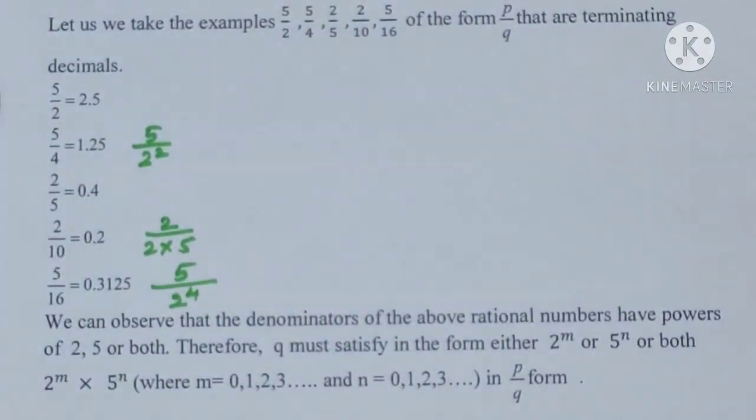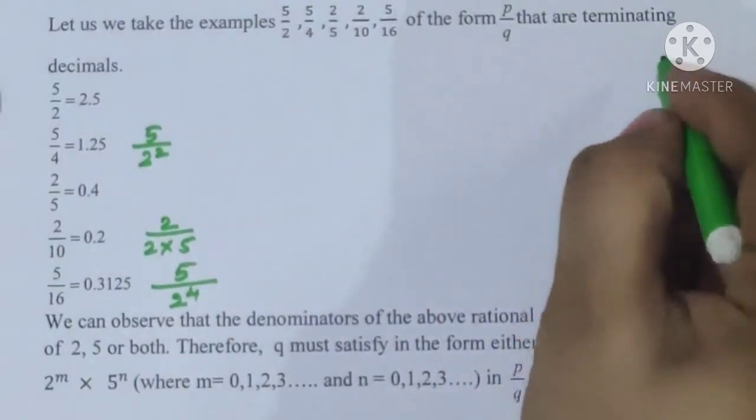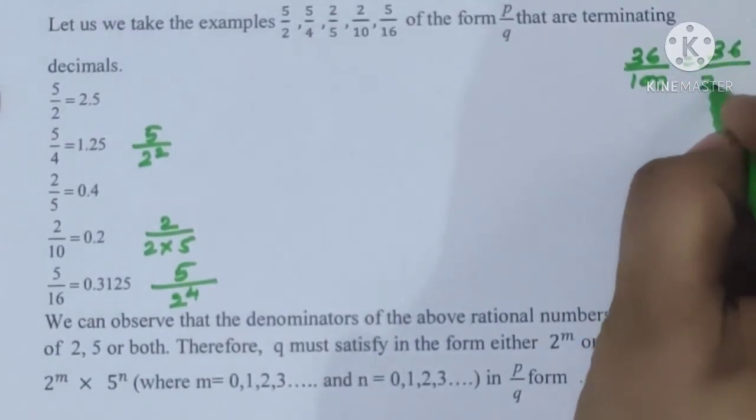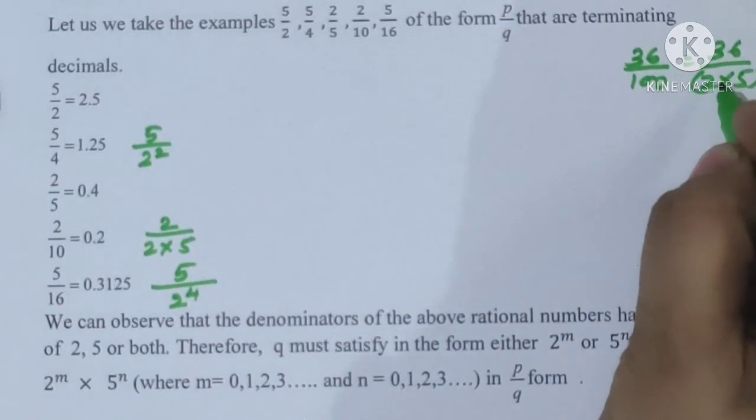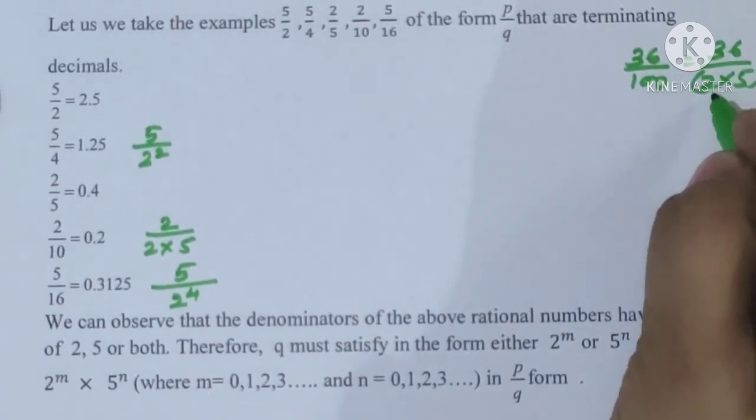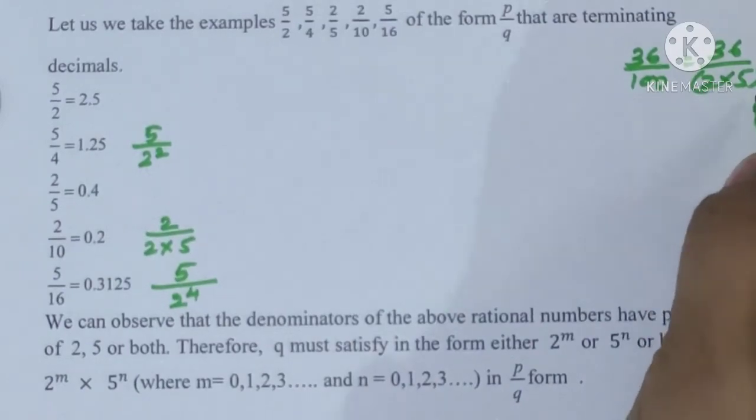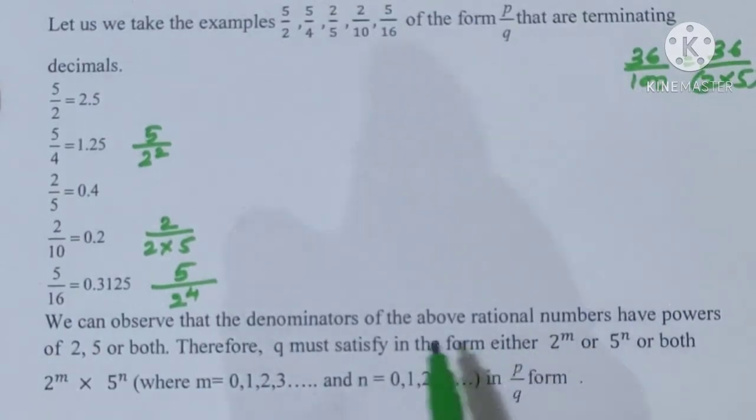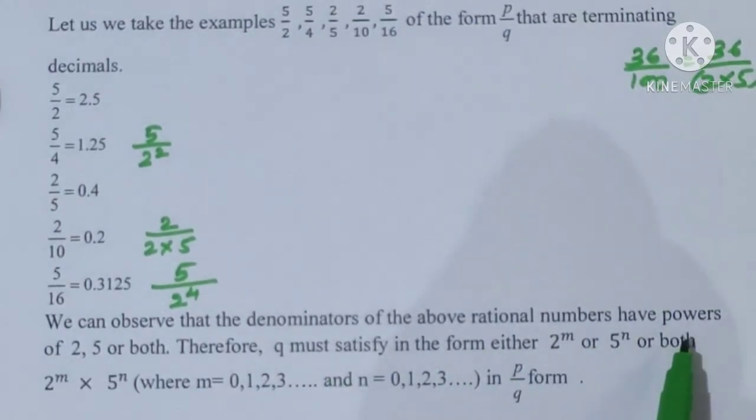We already know that we can express it as 36 by 100. So 100 in terms of 36 by (2 into 5) whole squared, that is 10 squared, right? So there always the power of 10 is there. Power of 10 means the prime factors are 2 and 5 only. So the conclusion is we can observe the denominators of the above rational numbers have powers of 2, 5 or both. Therefore q must satisfy the form either 2 raised to m or 5 raised to n or both. So 2 raised to m into 5 raised to n, where m and n can take whole number values only.